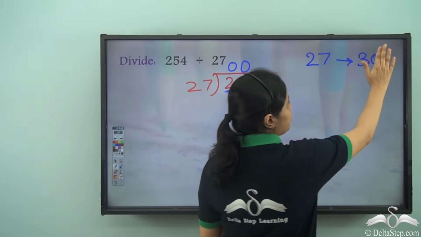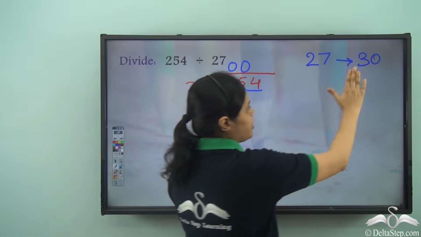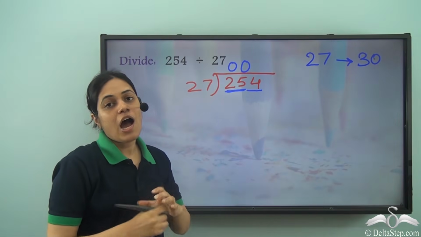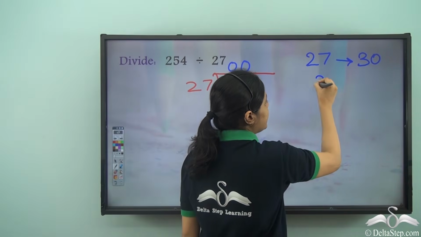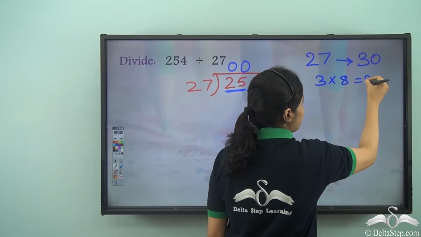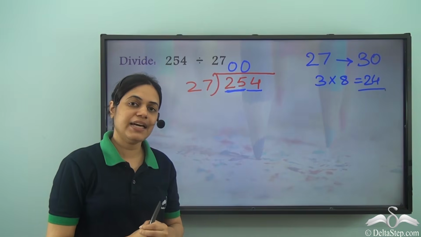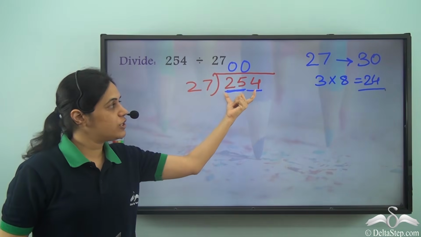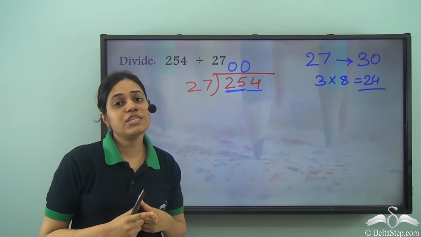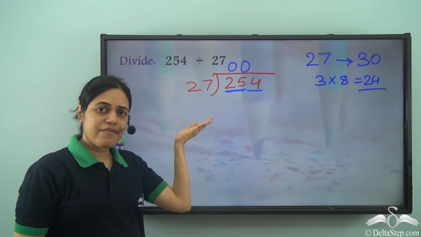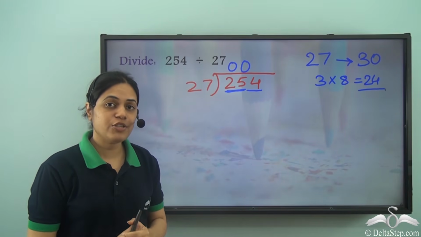Now I cover the units digit of 30 and the units digit of 254. So I have 3 here and 25 here. How many times does 3 go into 25? 8 times, because 3 into 8 is 24. So 3 goes into 25 a maximum of 8 times. So 30 goes into 254 a maximum of 8 times. So it is possible that 27 will also go into 254 a maximum of 8 times. But we need to check that.